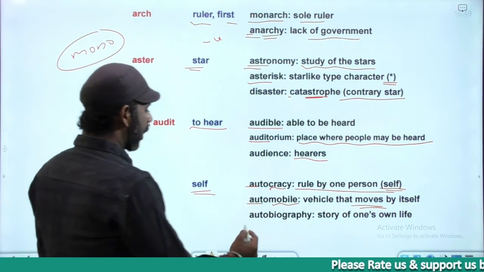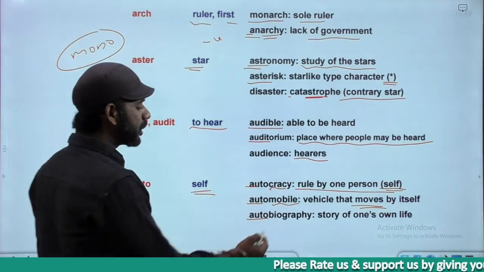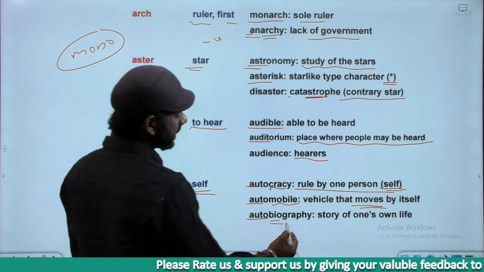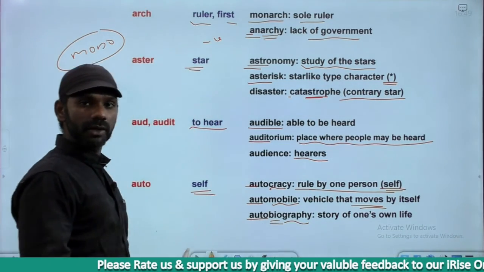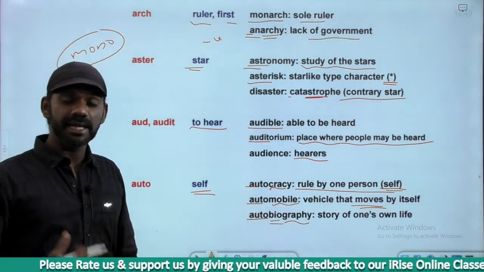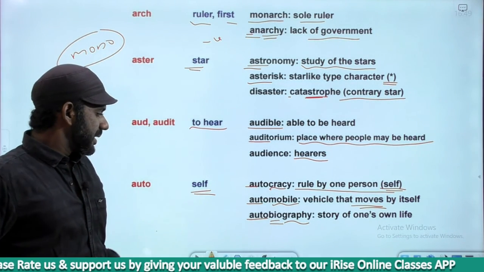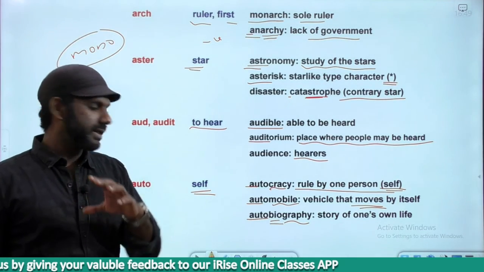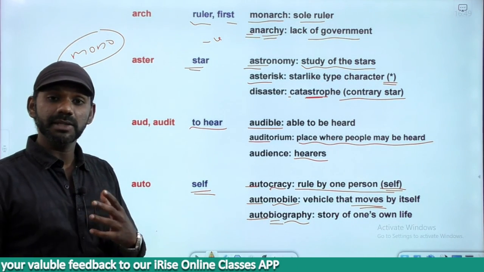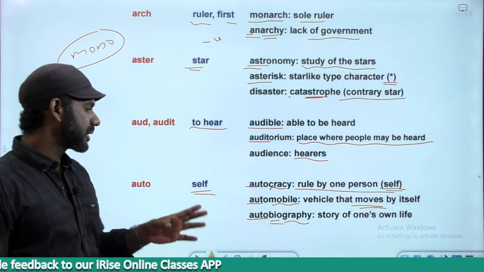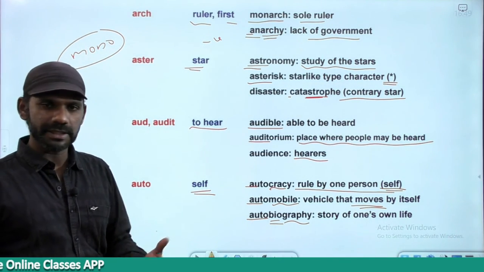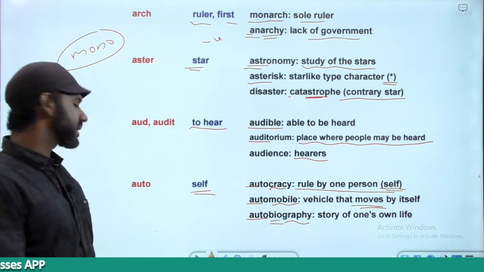Autobiography. Auto means self. Bio means life, like biology, study of life. Graph means something that is written or drawn. Autograph is self-written. So autobiography is the story of one's own life. If I write my life history, that is termed as autobiography. So automobile, autobiography, autocracy and all. Mobile means movement. So auto means self.